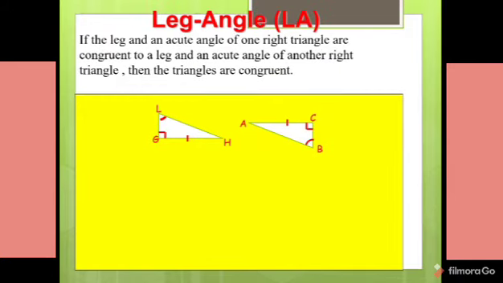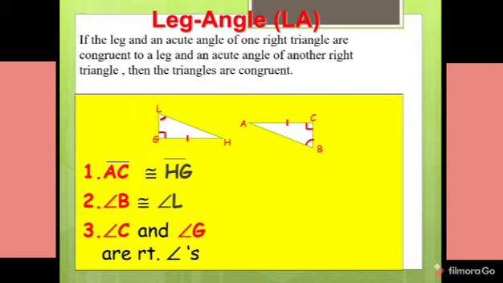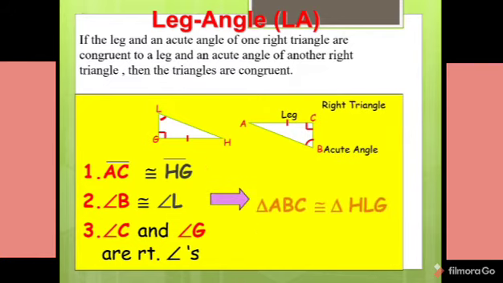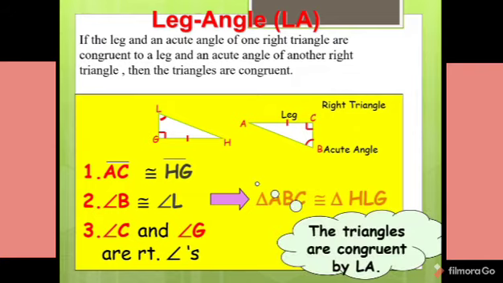Now, we also have the Leg-Angle Congruence Theorem, or shall we say LA. If the leg and an acute angle of one right triangle are congruent to the leg and an acute angle of another right triangle, then the triangles are congruent. So take a look at the illustration. Segment AC is congruent to segment HG. Angle B is congruent to angle L. Angle C and angle G are right angles. In that way, triangle ABC is congruent to triangle HLG by the LA Congruence Theorem.